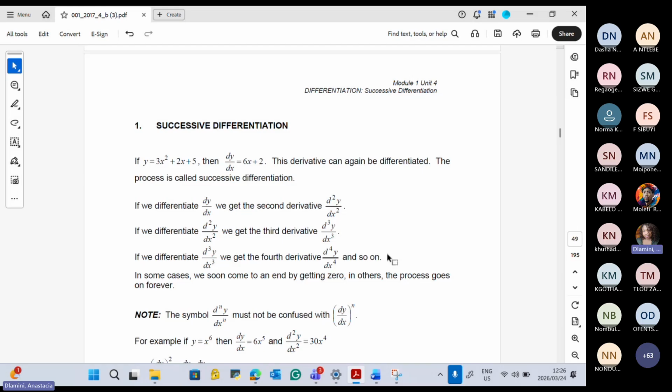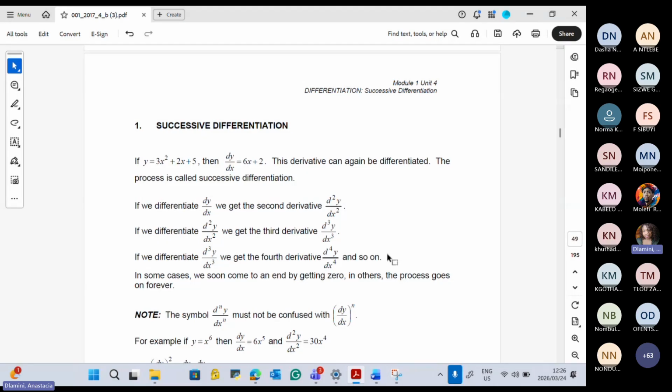Okay. So they say if you have y is equal to 3x squared plus 2x plus 3, then dy over dx, the first derivative, is 6x plus 2. This derivative again can be differentiated. So the process is called successive differentiation. If you differentiate dy/dx, you get d squared y over dx squared, which is the second derivative. If you differentiate that, you get the third derivative, and if you differentiate that, you get the fourth derivative, and so on.